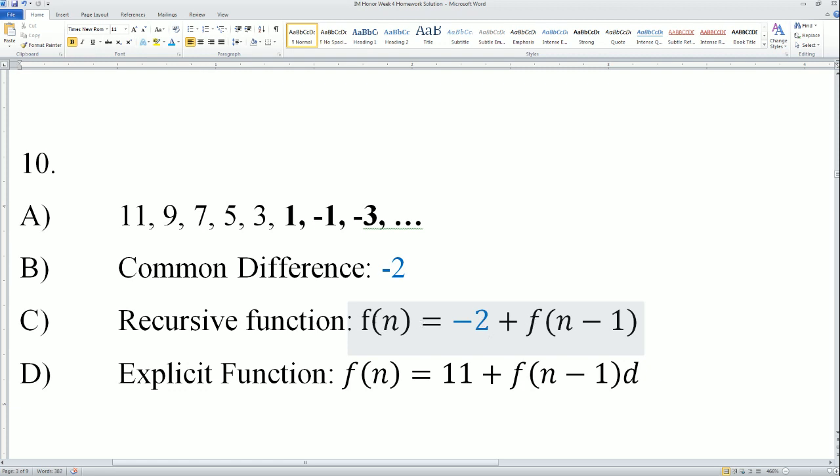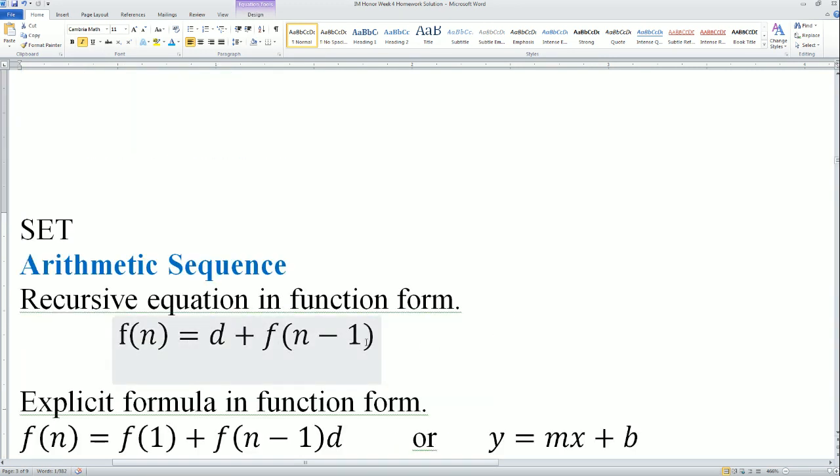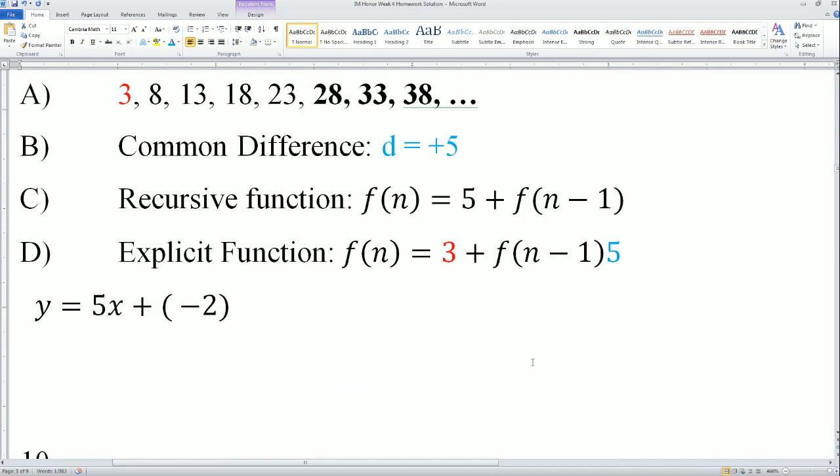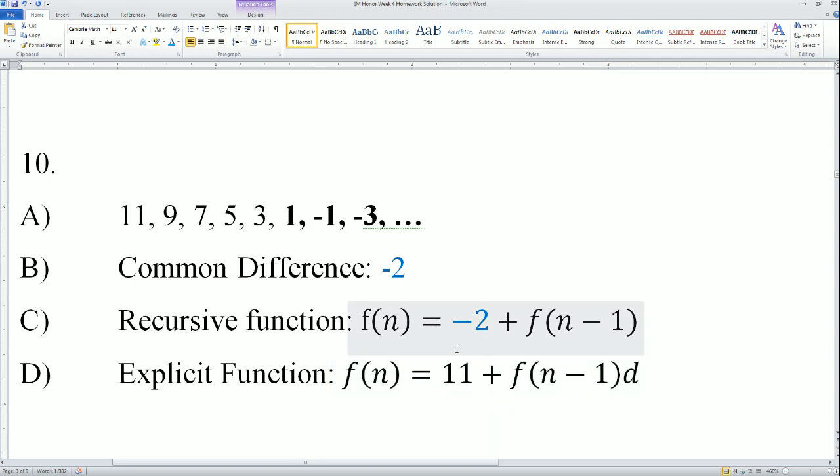So here's your recursive formula. f of n is equal to negative 2 plus f of n minus 1. Remember, this is the recursive equation for the arithmetic sequence. This is an arithmetic sequence because you have a common difference. Does that make sense?